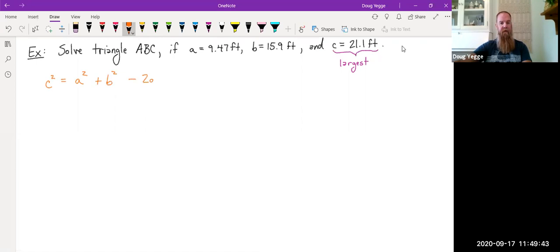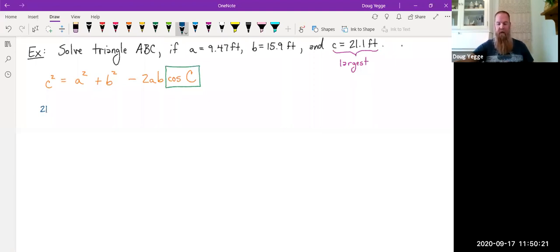So notice that this is the quantity that we're going to try to isolate by plugging in all of our A, B, and C values. Okay. So let's plug in 21.1 for C. We plug in 9.47 for A. We plug in 15.9 for B. And now we get 2 times 9.47 times 15.9. And the only unknown now is going to be cosine of angle C.